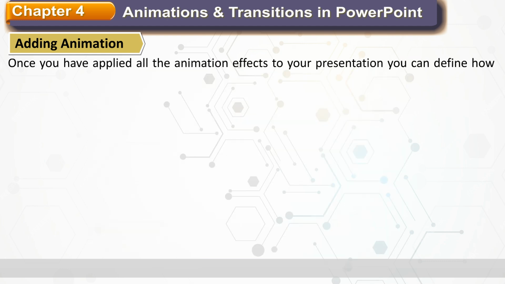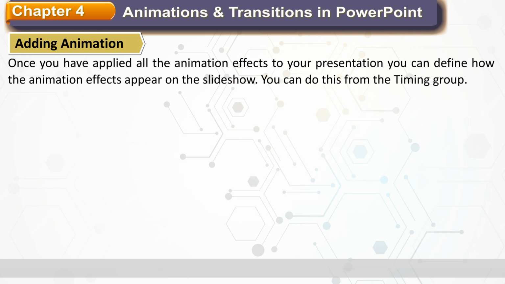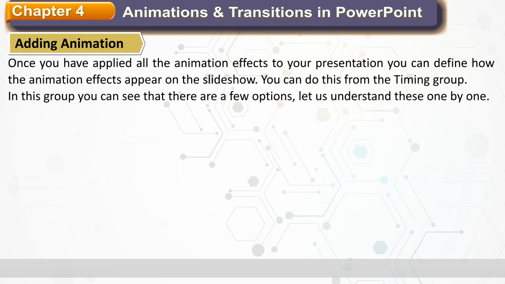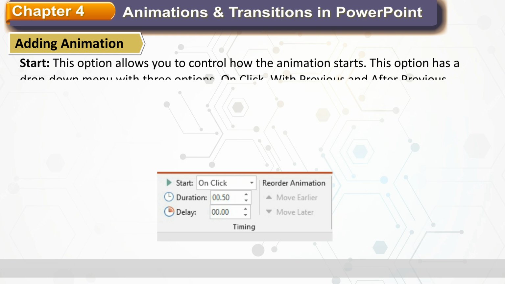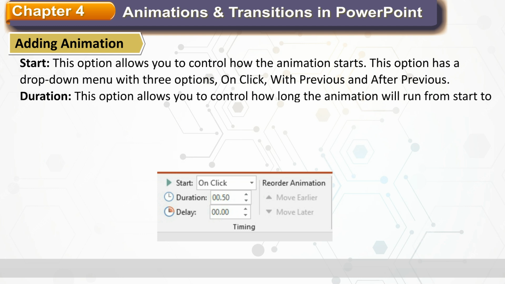Once you have applied all the animation effects to your presentation, you can define how the animation effects appear on the slideshow. You can do this from the Timing group. In this group, you can see that there are a few options. Let us understand these one by one. Start. This option allows you to control how the animation starts. This option has a drop-down menu with 3 options: on click, with previous, and after previous.